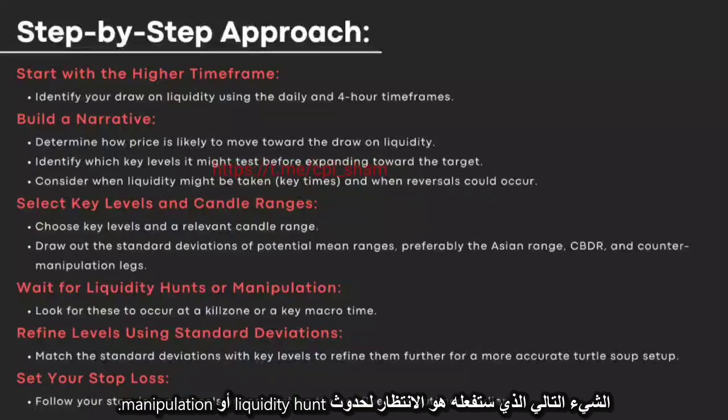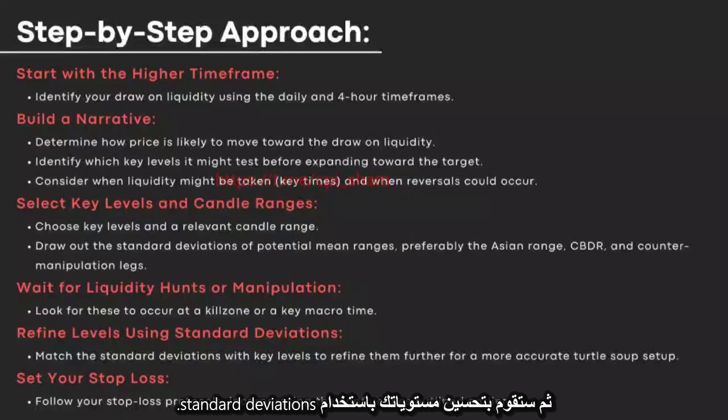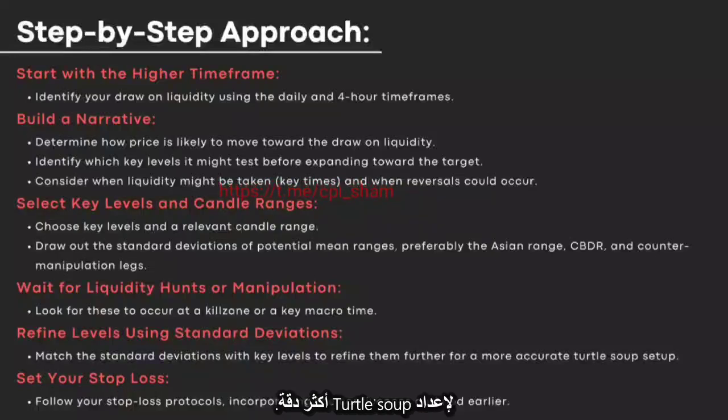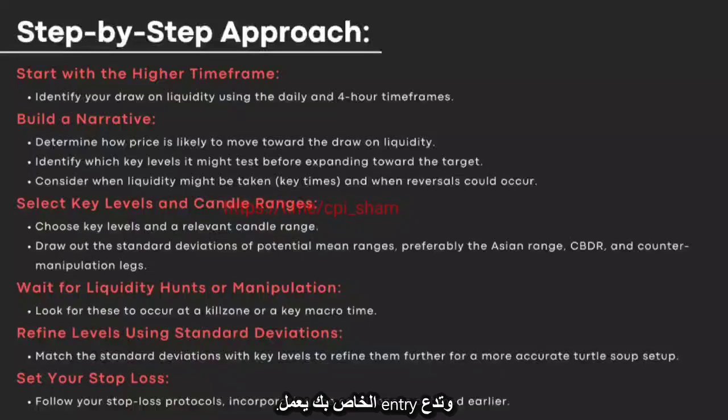Next, you're going to wait for a liquidity hunt or manipulation. You're going to look for these liquidity hunts or turtle soups at kill zones or key macro times of the day, and then you're going to refine your levels using standard deviations. You're going to match and integrate the standard deviations with key levels to refine them further for a more accurate turtle soup setup. And then last but not least, you're going to set your stop loss. You're going to follow your stop loss protocols that you've collected, and then also set the take profit level or the target level, and let your entry play out.